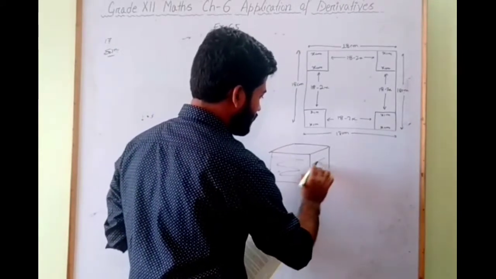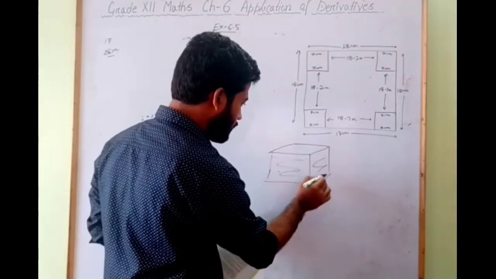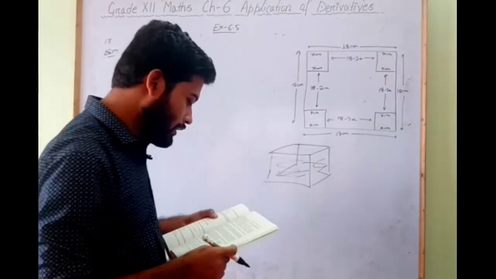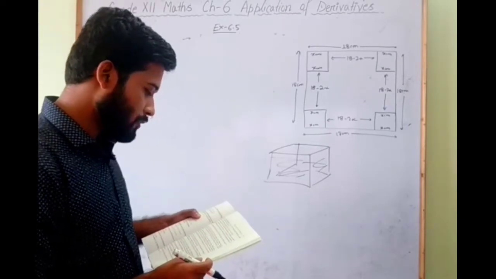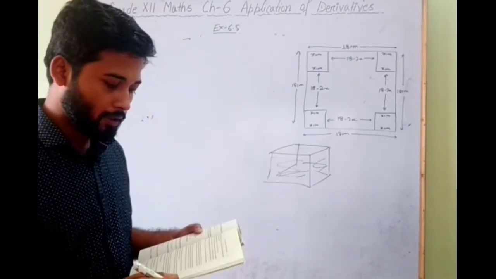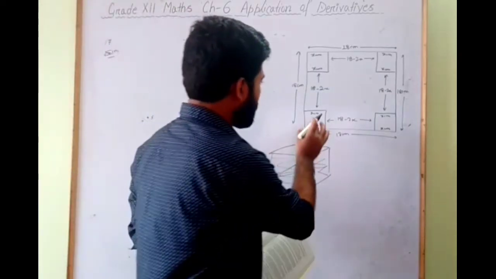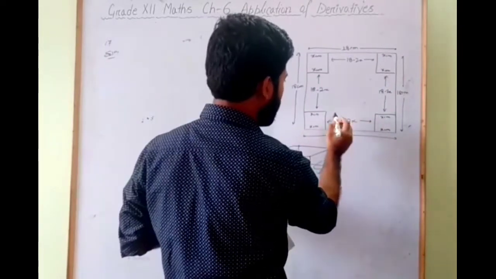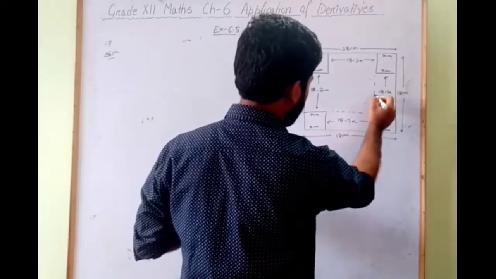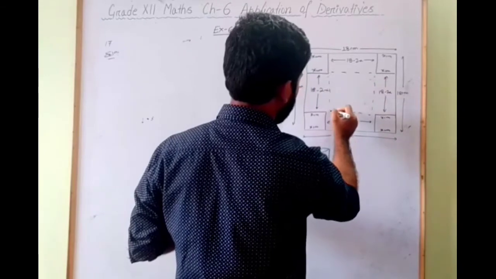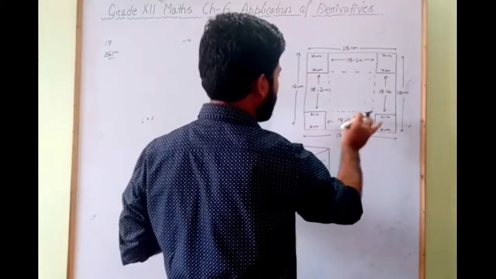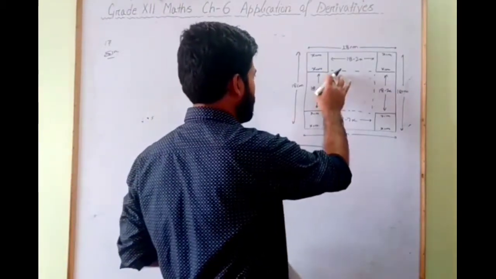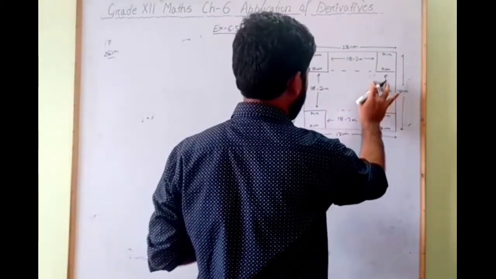That means we shall use the tin in these portions, in the bottom as well, in all the sides except the top, by cutting a square from each corner and folding up the flaps to form the box. It means we need to cut equal size squares at these corners, and then fold the box from this part. So this will be our bottom, and these four rectangles will act as the sides of the box.